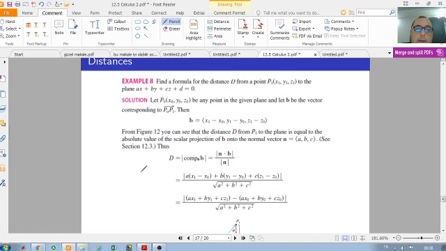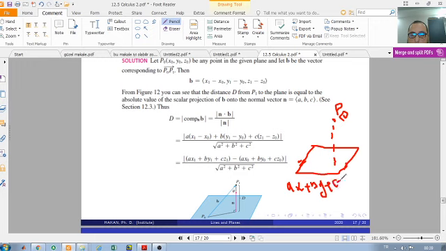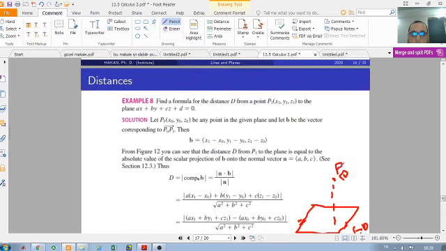Another example: let's find a formula for the distance from a point to the plane. So now our aim is to find the distance between a point, let's say P1, and a plane, where the equation of the plane is given: ax plus by plus cz plus d is equal to 0.